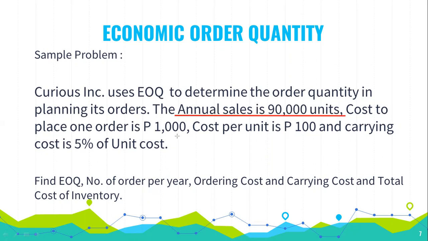We have the order cost. The cost to place one order is 1,000 pesos. So this is the order cost. And then the next is the carrying cost. The carrying cost is 5% of unit cost. That's why we will multiply 100 pesos times 5%. That will be 5 pesos of carrying cost per unit. So per unit, the carrying cost is 5 pesos.